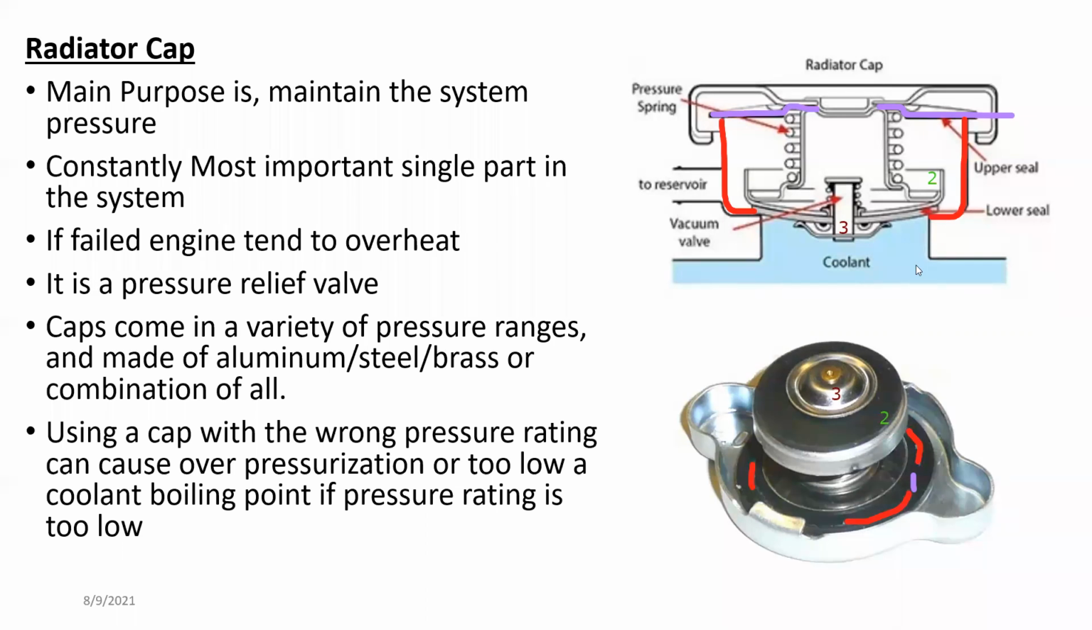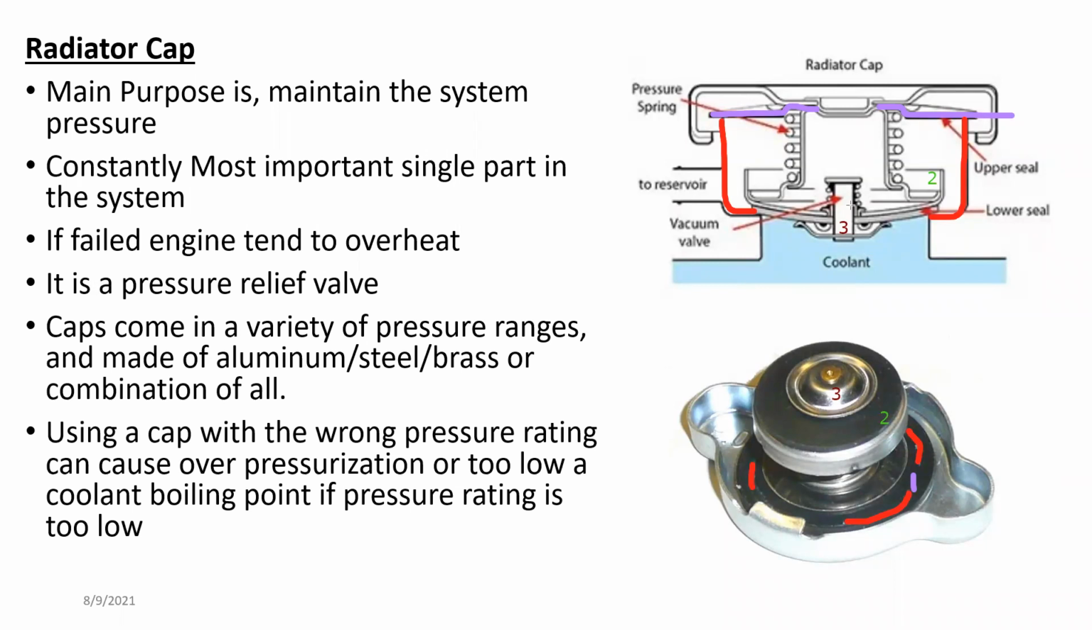Let me explain one thing. These two are number two and number three. That means lower seal or pressure valve and the vacuum valve. Those two are actually operated by spring load. So these are the springs, right? This is one spring and this is another spring. And these are only one-way valves.